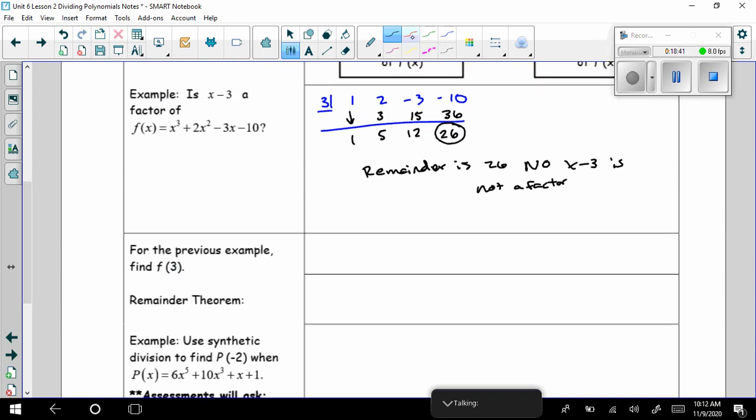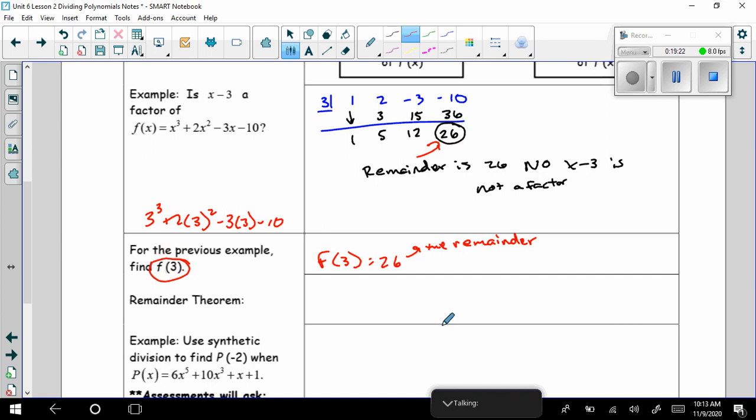Okay. All right. So we've had two ways to evaluate. You can evaluate by, if I want to find f of 3 in this previous example, I can take 3 cubed plus 2 times 3 squared minus 3 times 3 minus 10, and I can solve that all the way out. Or you can just use this. f of 3 is equal to 26, the remainder of your problem. Okay, so, and that will always be the case.